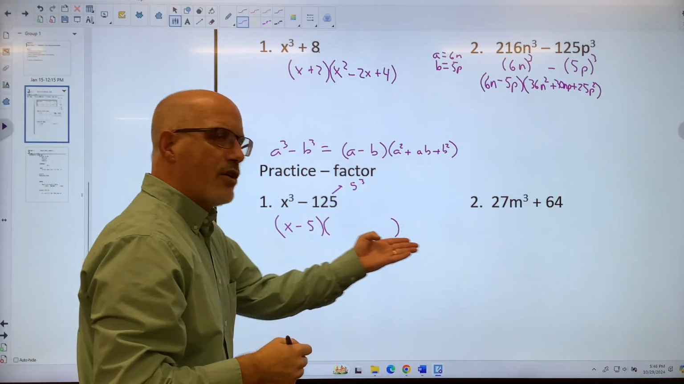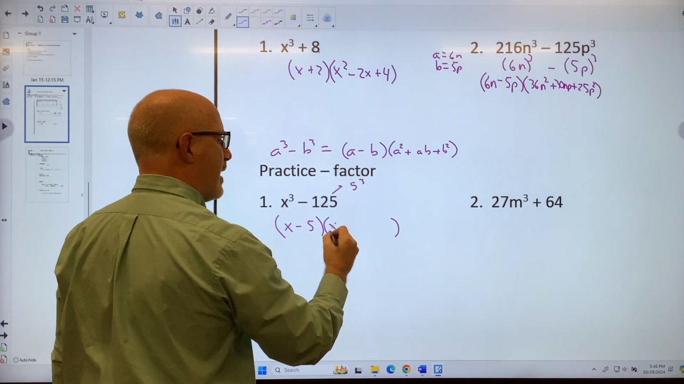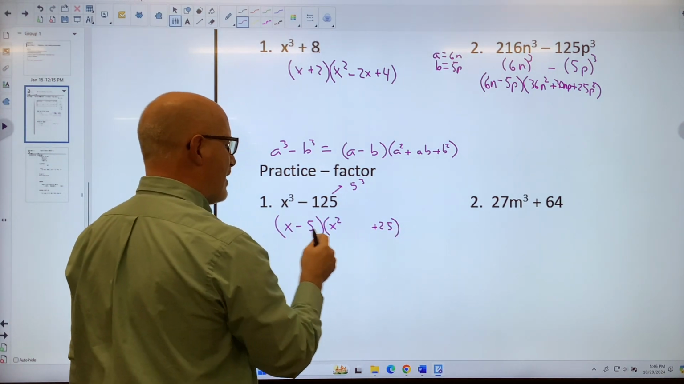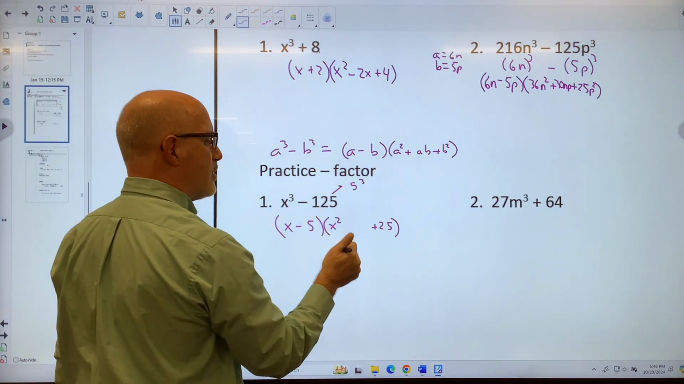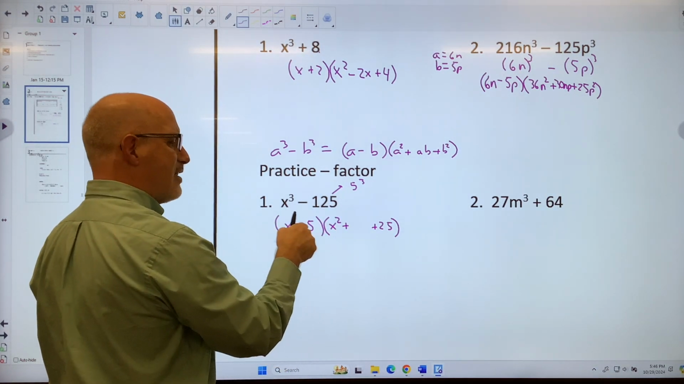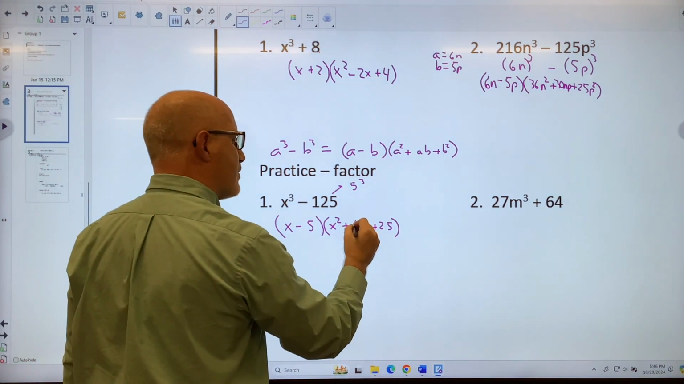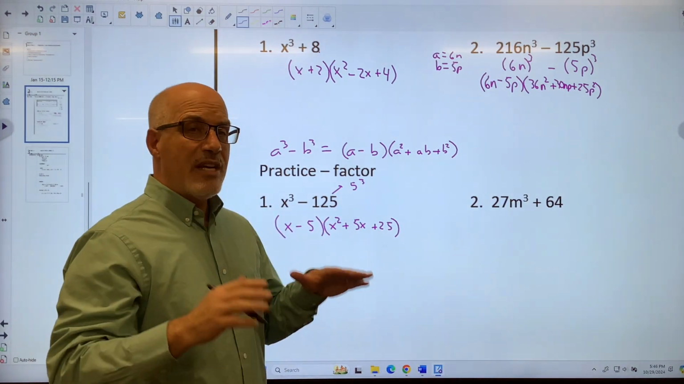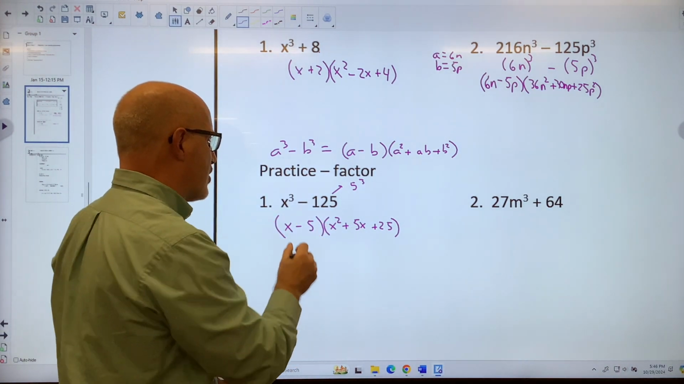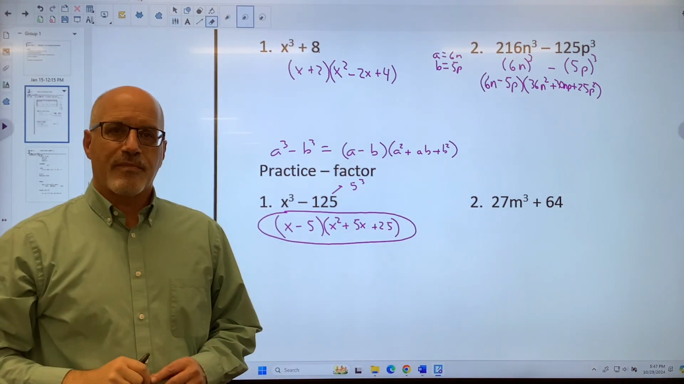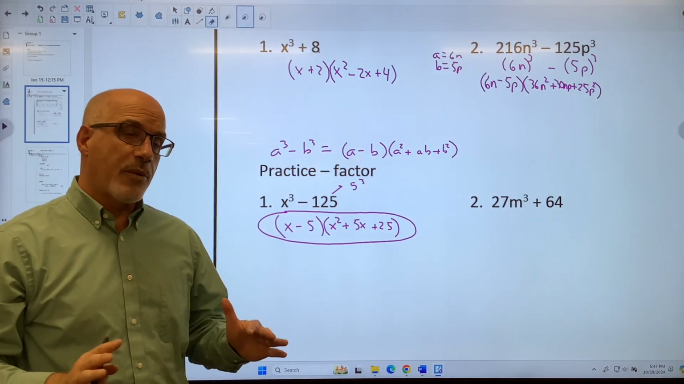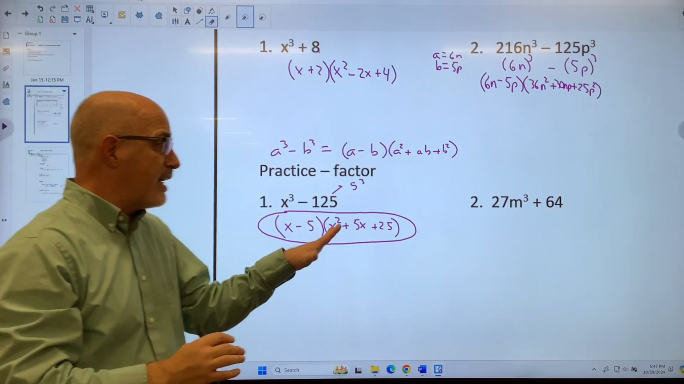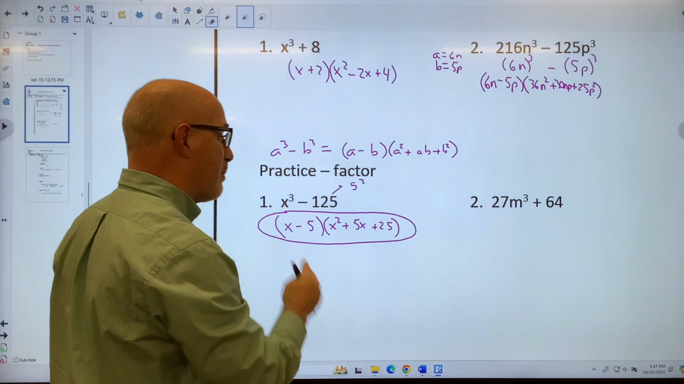Then for the trinomial, I'm going to square the first one, x squared. I'm going to square the last one, that's 25. And then whatever this operation is, I'm going to switch it. So this is going to be a plus, and then just multiply these two together. It becomes 5x in the middle. So these two multiply together to give me that. Now, just to confirm it, this is the factorization. This is the answer to it. So let's confirm that these two multiply to get this by multiplying it through.